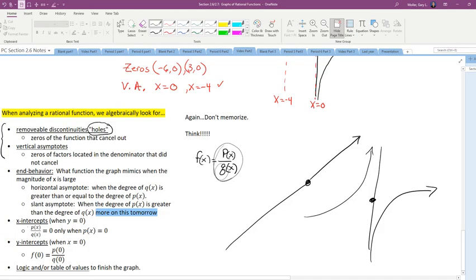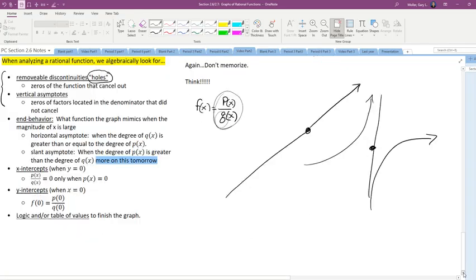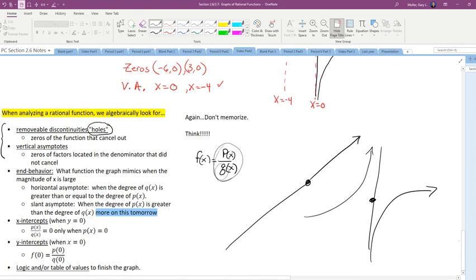X-intercepts, that's when y is 0. In other words, when the top is 0. Y-intercepts, we let x equal 0. And then if you need any other information, then we have to just plug in our values. See, so memorizing it seems like a really big pain in the butt. I don't recommend it. I just recommend you think about what we've been talking about. Can't divide by 0. What happens when the function is 0? What makes the function 0? And thinking about number sense.